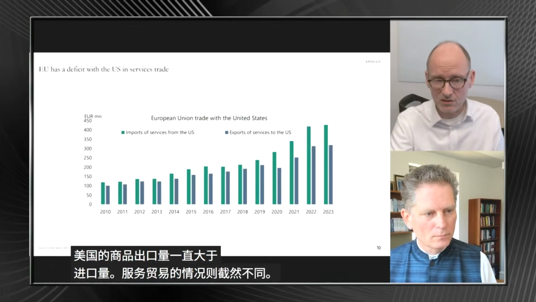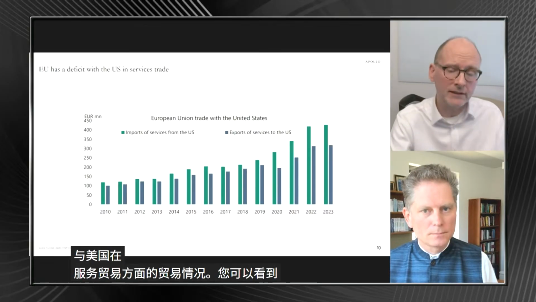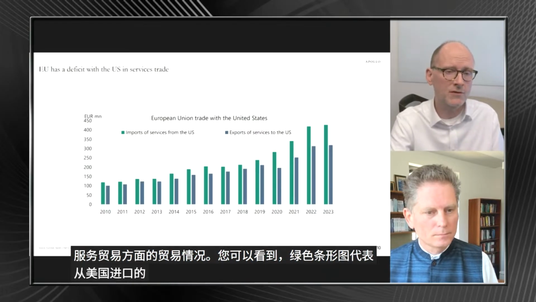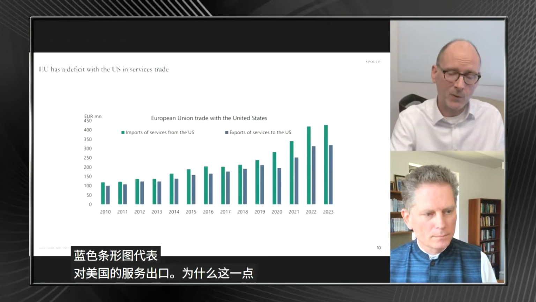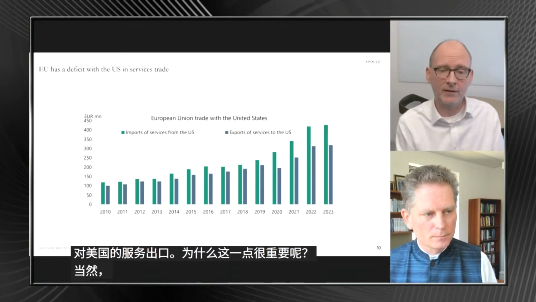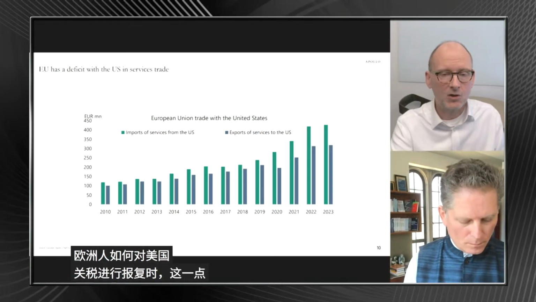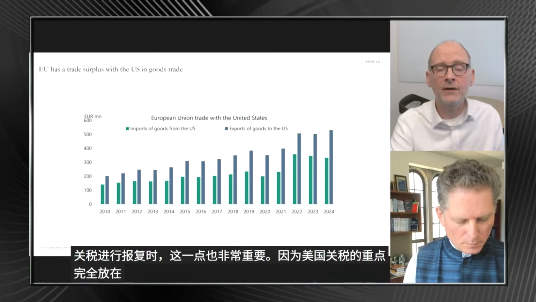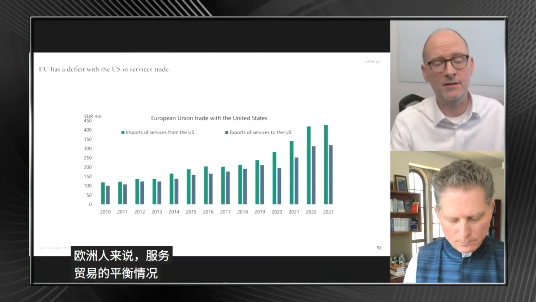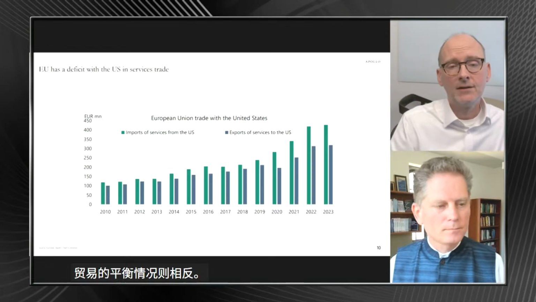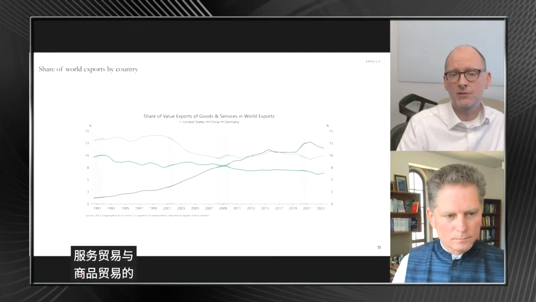This is very different for services. This is the European Union's trade with the US when it comes to services, and the green bar, as you can see, is imports of services from the US, and the blue bar is exports of services to the US. Why is this important? Well, this is, of course, also very important when it comes to discussions around how might the Europeans retaliate to US tariffs. Because the focus of US tariffs is entirely on the goods side, whereas for the Europeans, it is the case that their trade balance is the reverse when it comes to services. So this is, of course, a very different situation in services relative to what you have in goods.